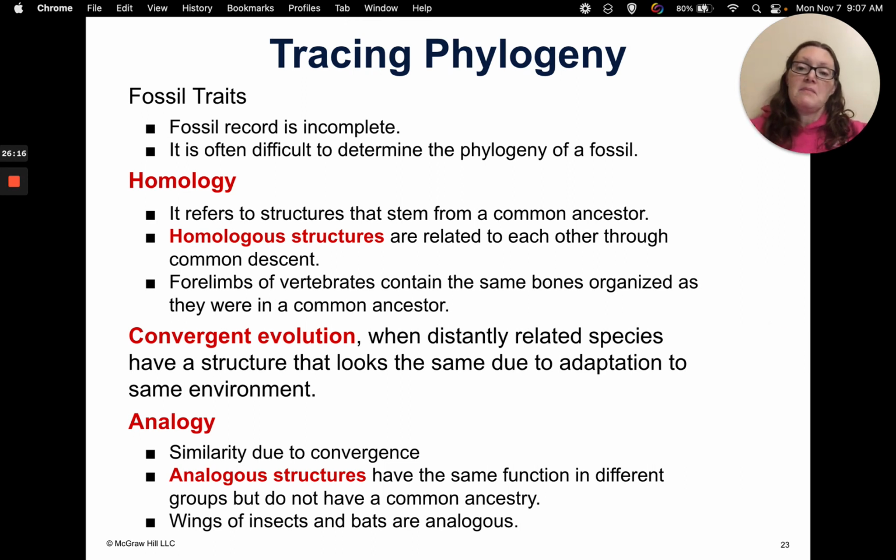Homology. Homologous structures are related to each other through common descent. The forelimbs of vertebrates contain the same bones. We already mentioned this before, so I'm not going to spend a whole lot of time on it.